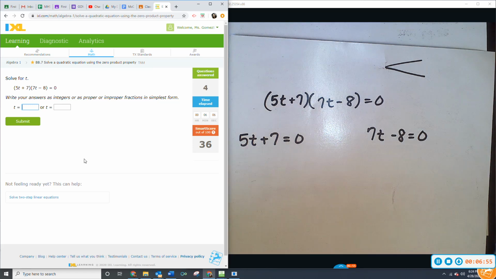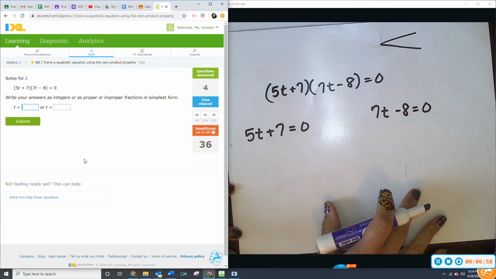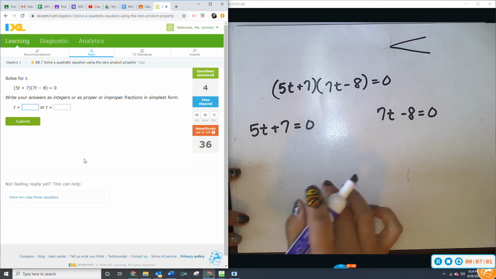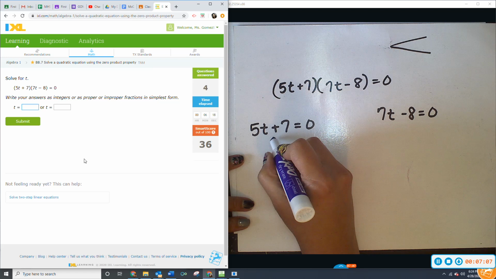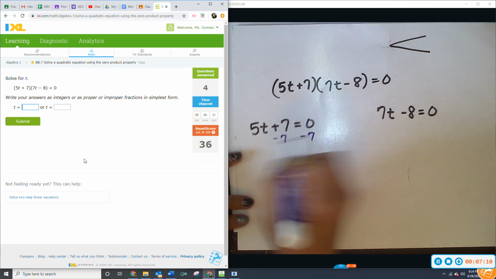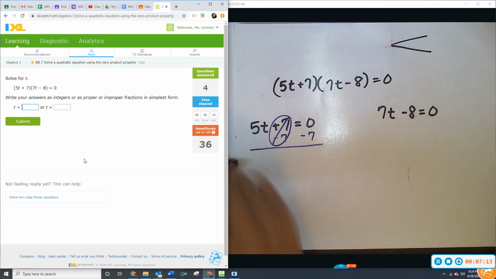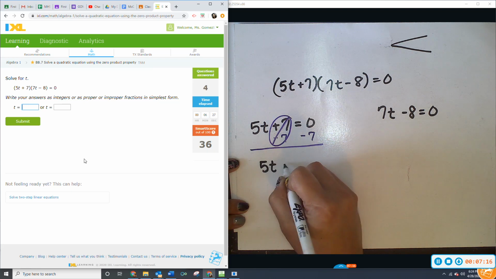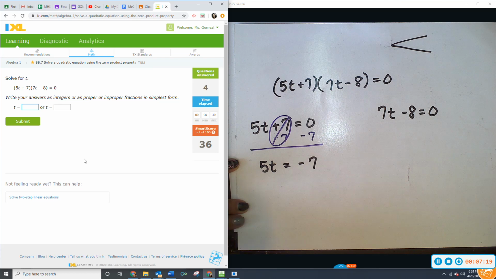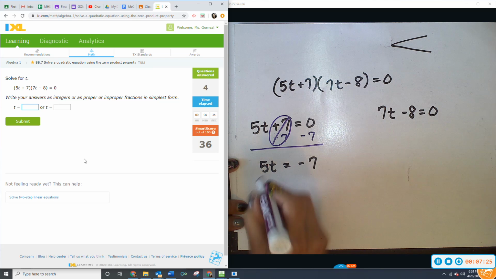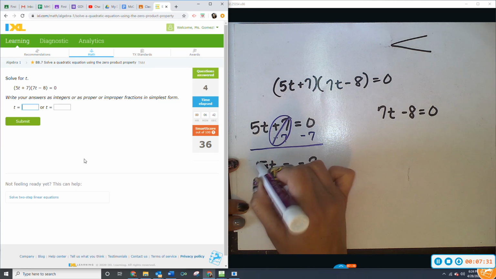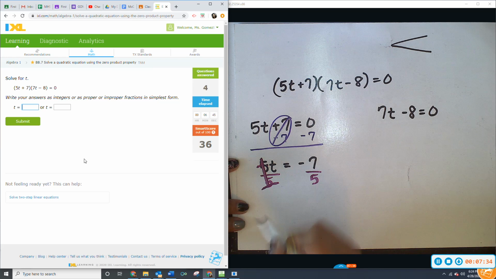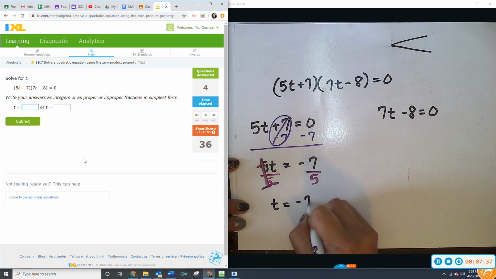So, whenever you're solving, remember, you must remove the constant first, using addition or subtraction. So I will use subtraction to remove my 7. I have eliminated it. That leaves me with 5t is equal to negative 7. Now, 5 and t are being multiplied, so its inverse operation is division. 5 divided by 5 reduces to 1. That leaves me with an answer of t is equal to negative 7/5.